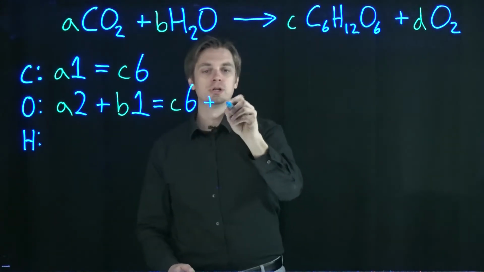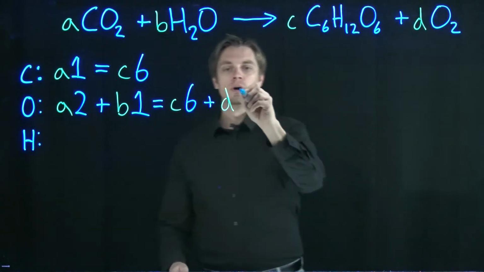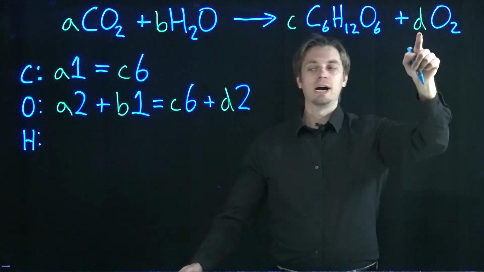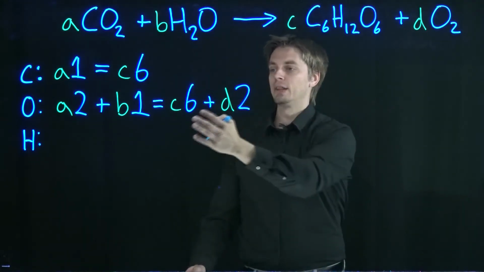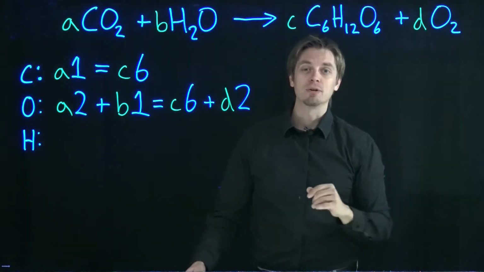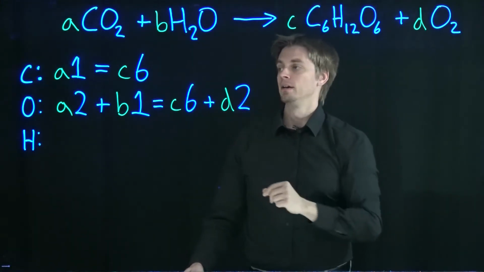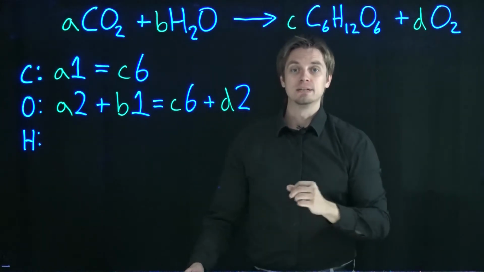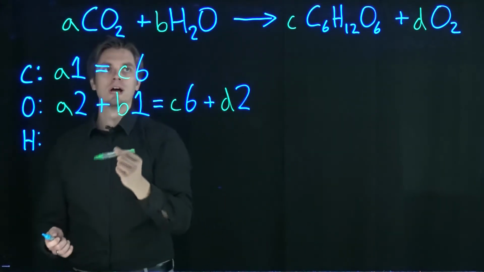Adding in the contribution from our O2s, we're going to have 2 times D oxygen molecules. So now adding both those terms together, we have the total number of oxygen atoms on the right-hand side, product side of our chemical reaction equation. And we've now completed our second algebraic equation that needs to be satisfied to find these coefficients. So we'll quickly move through our last one here.